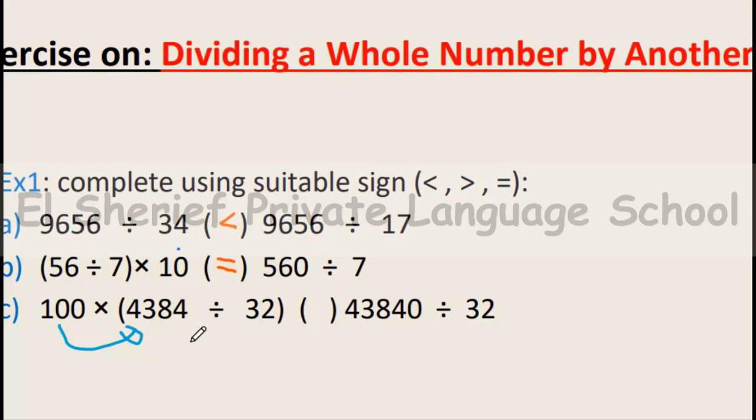So we will get here the 20, but 20, and the number as it is, 4, 8. So we get 438,400 divided by 32.